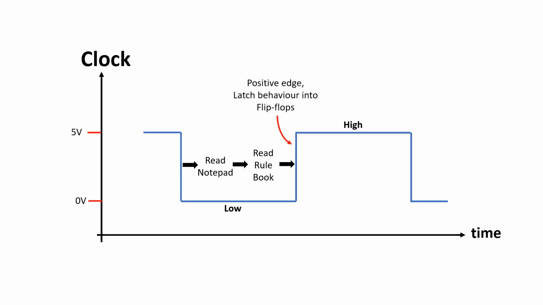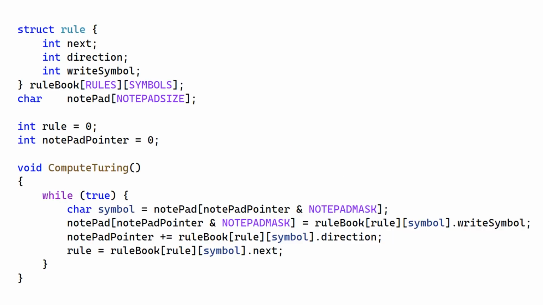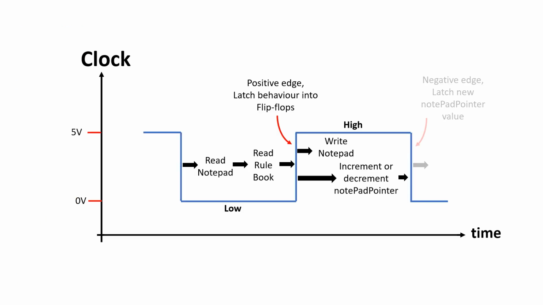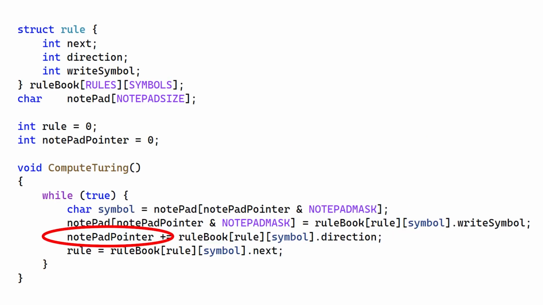The values get latched into the flip-flops on the positive edge of clock. Once clock is high, we write the new symbol over the old symbol on the notepad. We also want to wait for the output values on the adder to settle. This is analogous to doing this write and this add. On the negative edge of clock, we latch the value into the notepad pointer. We do this so that the value of the notepad pointer is the same for the read and the write.